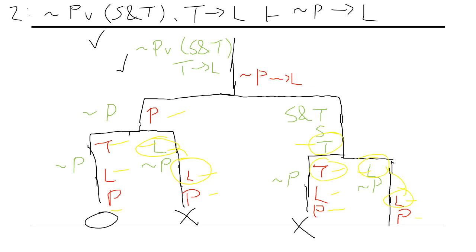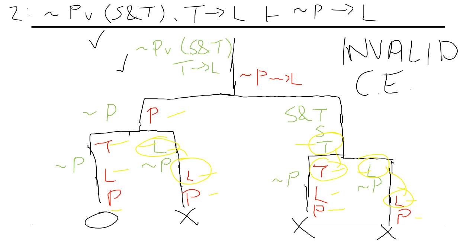So I should have circled these two before. So this one closes off. So now, even though there are more closed branches than there are open branches, this is still invalid because there's at least one open branch. And since there's one open branch, we just mark it as invalid. Make a counterexample.